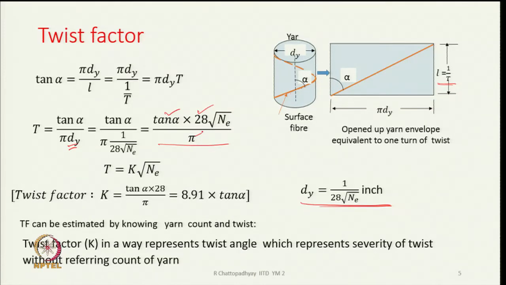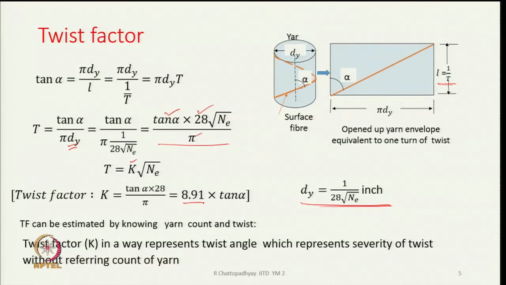Therefore, tan alpha, 28 and pi, we can combine them together and represent by k. So, t becomes now k into root over Ne, where Ne is basically the yarn count in the English system. So, the k, which is tan alpha into 28 by pi, is known as twist factor. 28 by pi, if we try to find out the value, it becomes 8.91. So, k is basically a constant multiplied by the tangent value of the inclination angle.